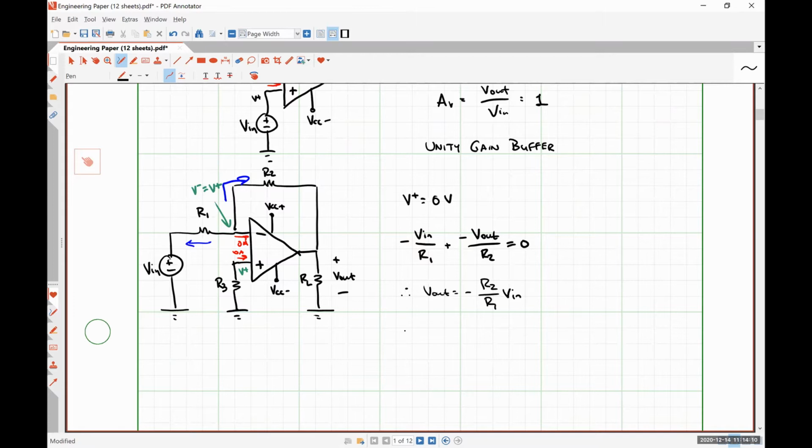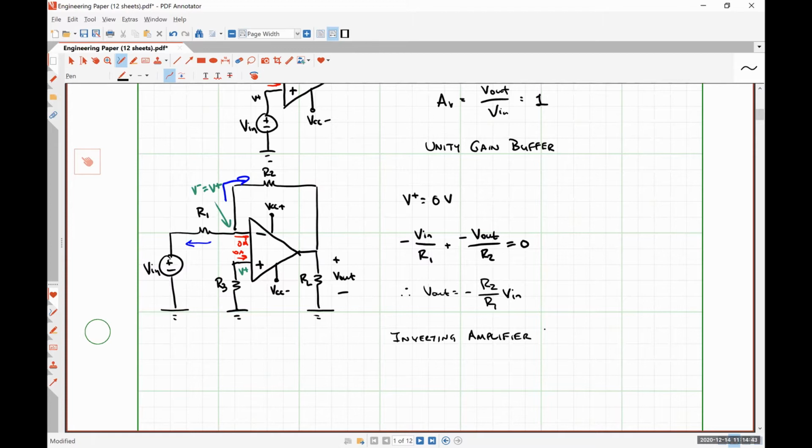This is what's known as an inverting amplifier. It's an inverting amplifier because if we put a positive voltage on the input, we get a negative voltage at the output. So we are always changing the sign of the input signal.